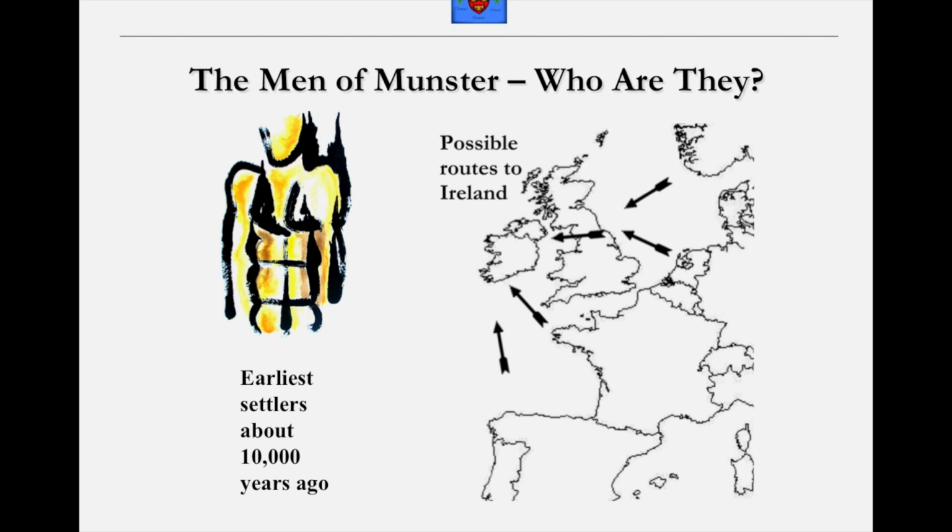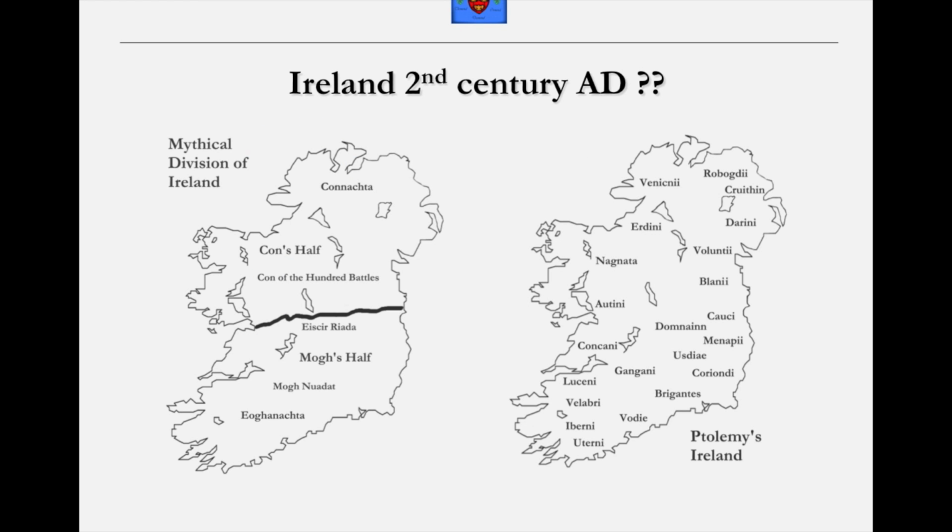Now, I'm going to bring you to Ireland in the 2nd century AD. This map is a mythical one. This map is a real one. At the time that we're talking about, the island was divided between the north and the south. There was a division line called the Escír Riada, which is literally the terminal moraine of the ice sheet that covered Ireland during the last ice age. The top half was under the control of Conn of the Hundred Battles, and Mug's half was under the control of Mug Nuadat, aka Eoghan Mór. Conn's descendants were the Connachta of the north, and Eoghan Mór's were the Eoghanacht of the south.